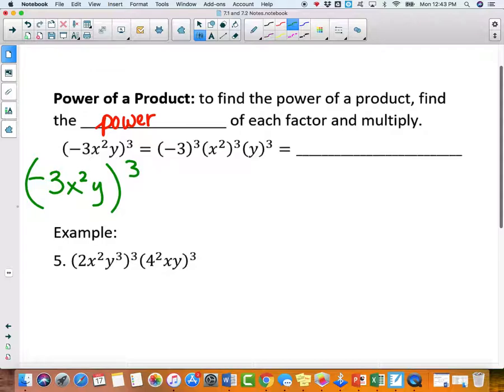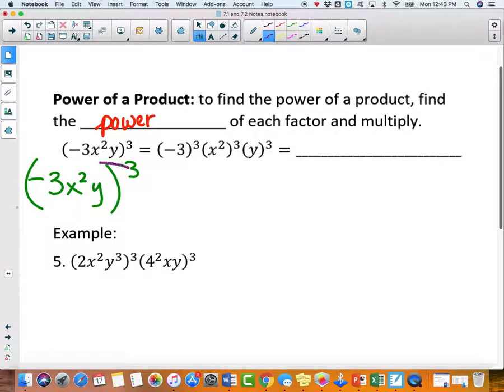So this 3 is going to be distributed to every single term. It's going to be distributed here, and here, and here. So it's the same thing as saying negative 3 to the third power, x squared raised to the third power, and y raised to the third power.